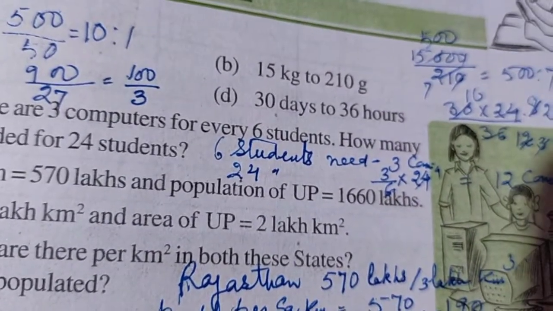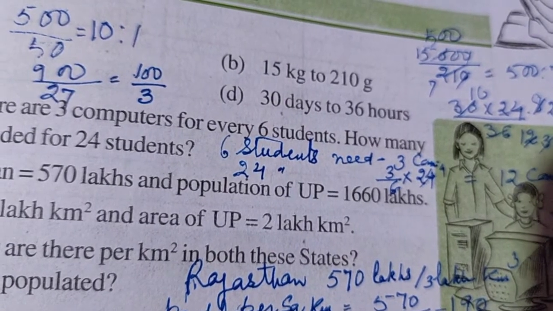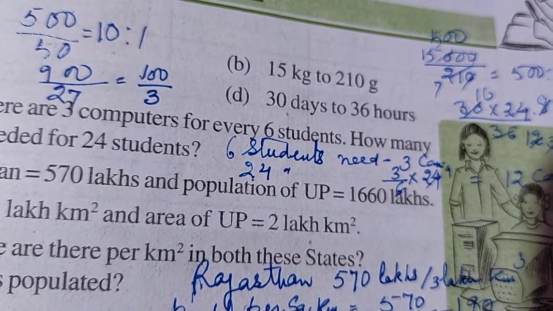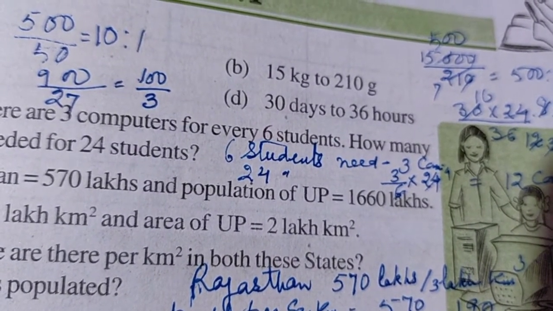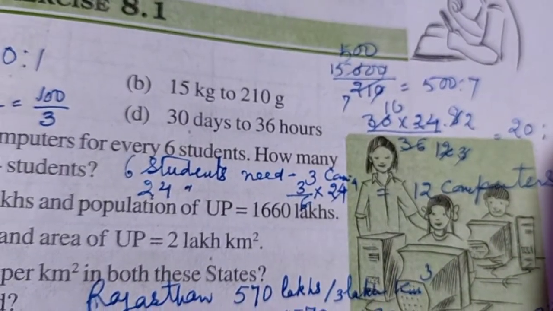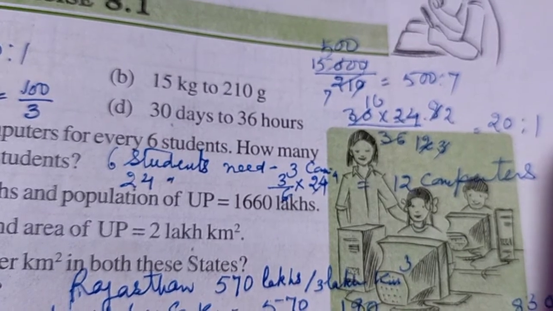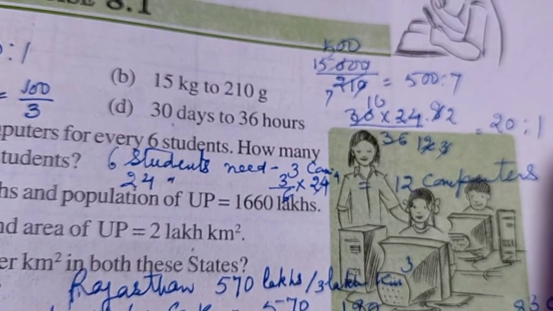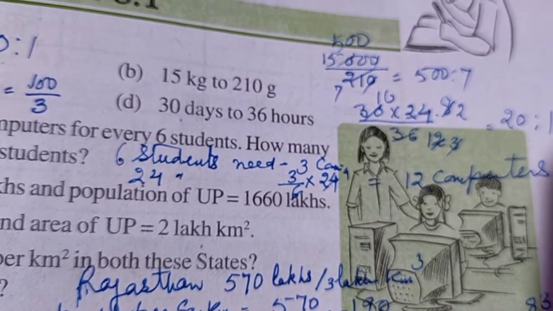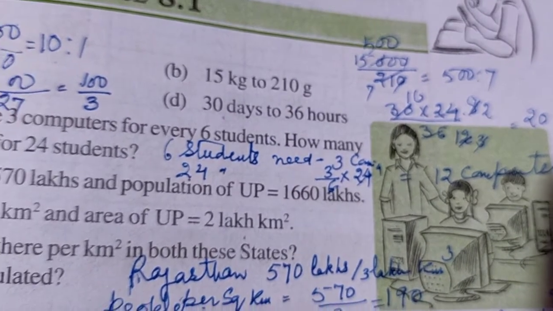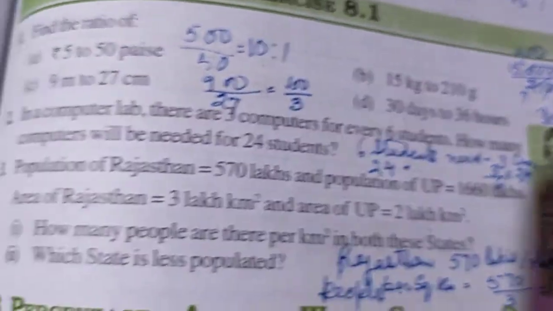15 kg to 210 gram. So remember 1 kg is equal to 1000 gram. Multiply 15 with 1000, you will get 15,000, and divided by 210, you get 500 to that of 7. So that will be the ratio of 15 kg to 210 gram.